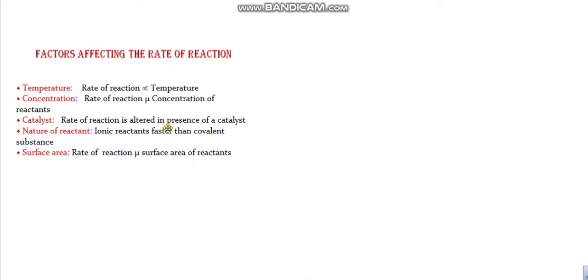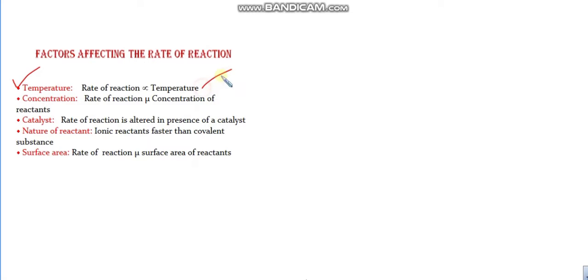Now let us discuss what are the factors affecting the rate of reaction. You have gone through this topic already in class 11 in the law of chemical equilibrium and Le-Chatelier law, how the rate of reaction changes by changing some factors. So the first one is temperature, and how temperature affects the rate of reaction. Rate of reaction is directly proportional to temperature.